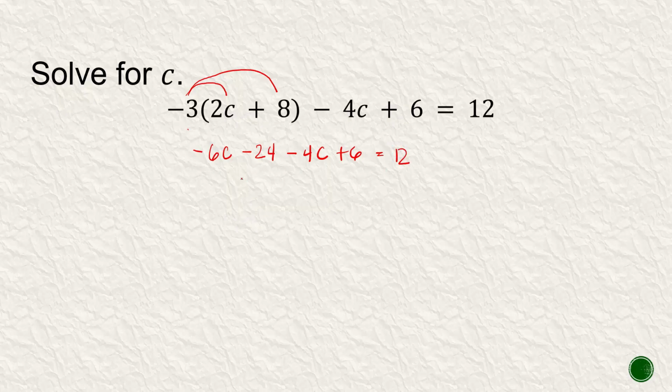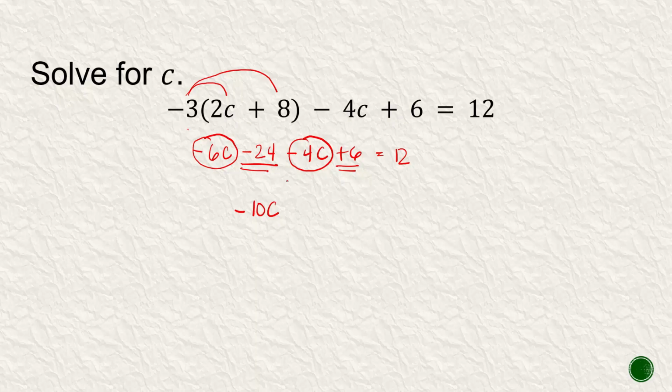Now you look at the left side, we have two terms here that have c: negative 6c and negative 4c. So we will combine the two. They are both negative, so we will add them. So that will be negative 10c, and then we will combine negative 24 and positive 6.